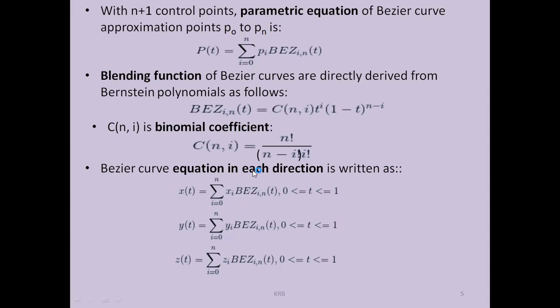Simply what we are doing here is we are putting p in the parametric equation as x. So by using the parametric equation as shown in the first expression, we are calculating the Bezier curve equation in each direction, where we take p as x, y and z. And we know how to calculate the blending function, and in the blending function how to calculate the binomial coefficient. So by using the parametric equation, we have found the Bezier curve equation in each direction. Simply we have replaced the value of p by x, y and z to calculate the equation in the x direction, y direction and z direction.